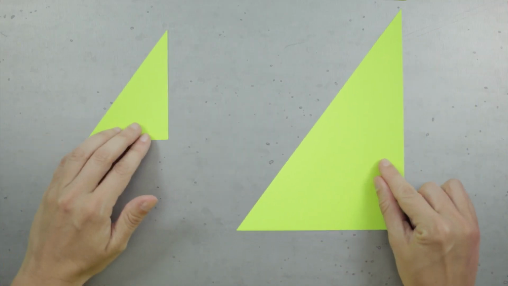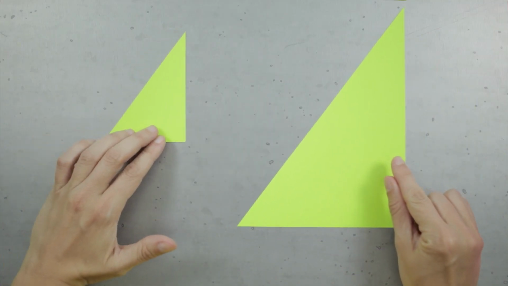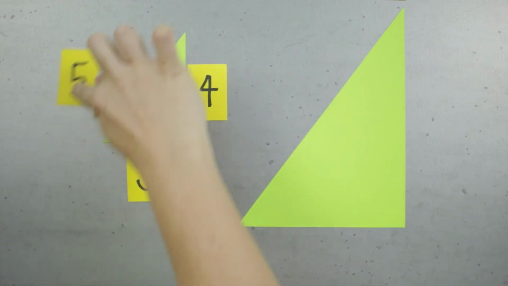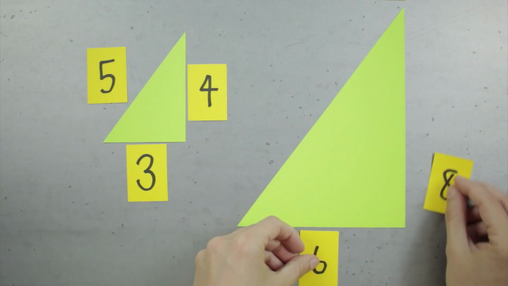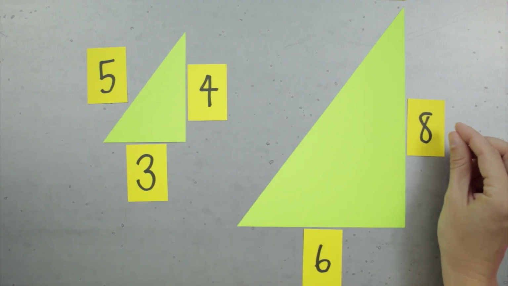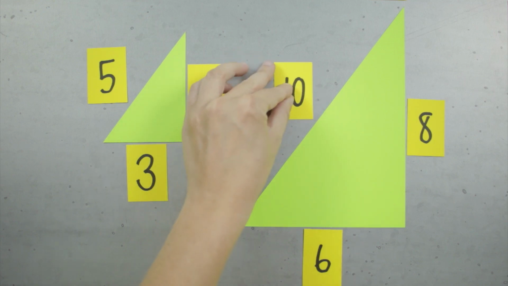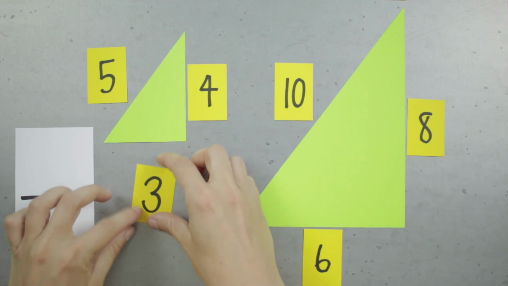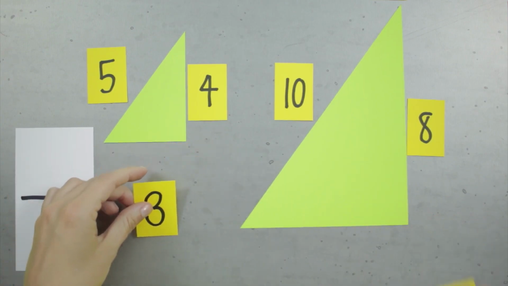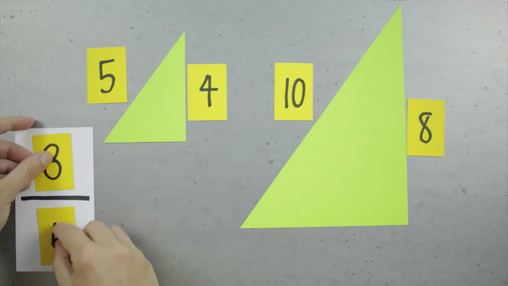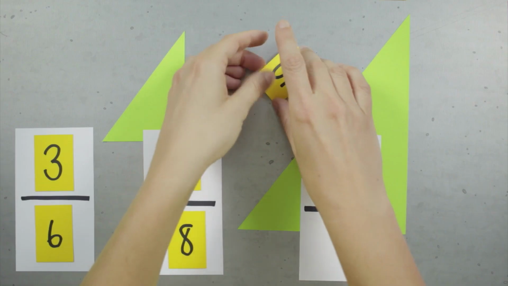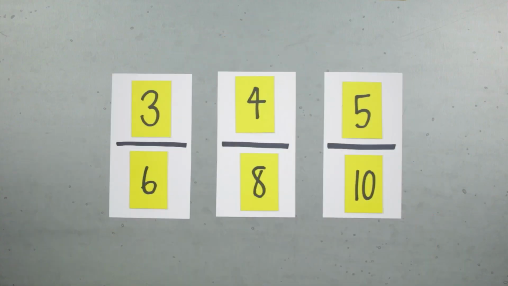Now let's talk about sides. In order for the triangles to be similar, the triangles don't have to be exactly the same size, but they do have to be proportional. So if we know that these side lengths are 3, 4, and 5, and this triangle is double the size, then its side lengths have to be 6, 8, and 10. In other words, if we take the three side lengths of one triangle and match them up with the associated three side lengths from the other triangle, then we should be able to reduce each fraction to the same ratio.